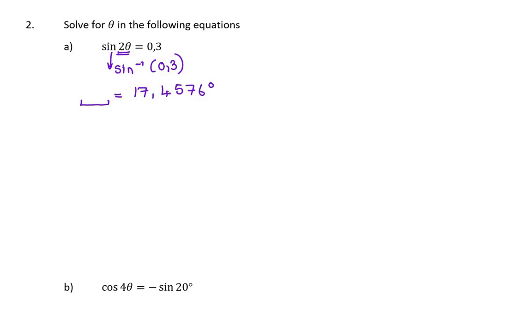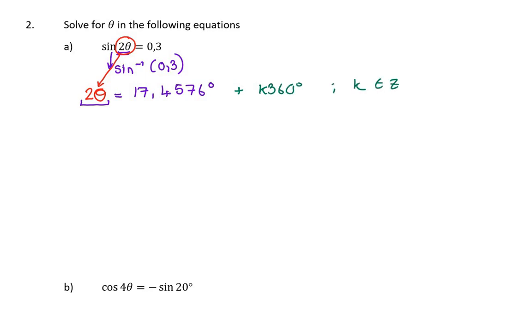And the reality is the angle that we are taking the sine of is not theta, it's 2 theta. So that's where this differs from our previous examples. So yes, theta isn't equal to 17.4576. It's 2 theta that equals 17.4576. Now, as I've said before, you've got to add in this plus k 360 degrees, k is an element of integers.